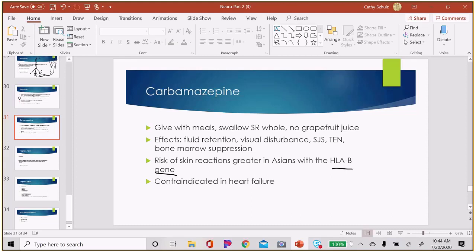Bone marrow suppression, which means we have to worry about the white blood cells, the red blood cells, and the platelets. And fluid retention. So if the patient has heart failure and they're already having trouble managing fluid, then we might avoid using carbamazepine for these patients because it would put them at increased risk for an exacerbation of their heart failure.